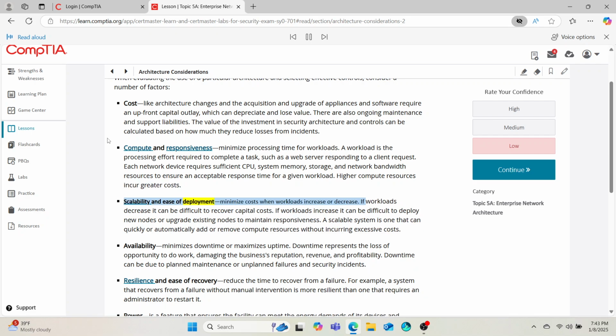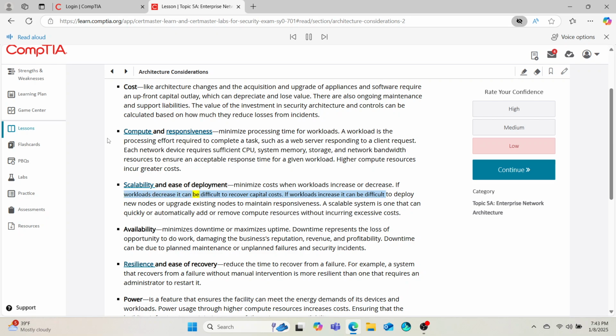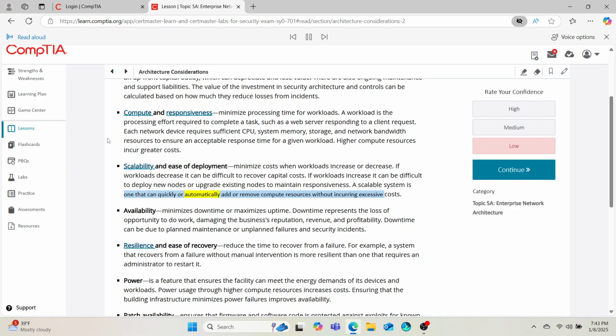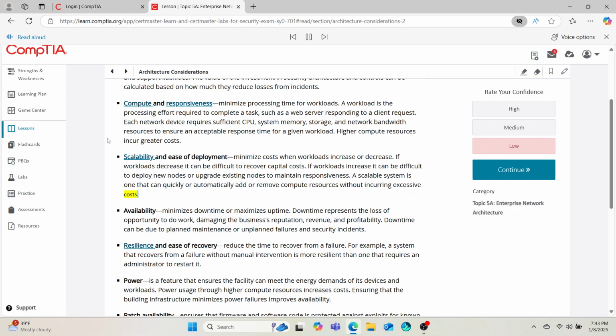Scalability and ease of deployment: minimize costs when workloads increase or decrease. If workloads decrease, it can be difficult to recover capital costs. If workloads increase, it can be difficult to deploy new nodes or upgrade existing nodes to maintain responsiveness. A scalable system is one that can quickly or automatically add or remove compute resources without incurring excessive costs.